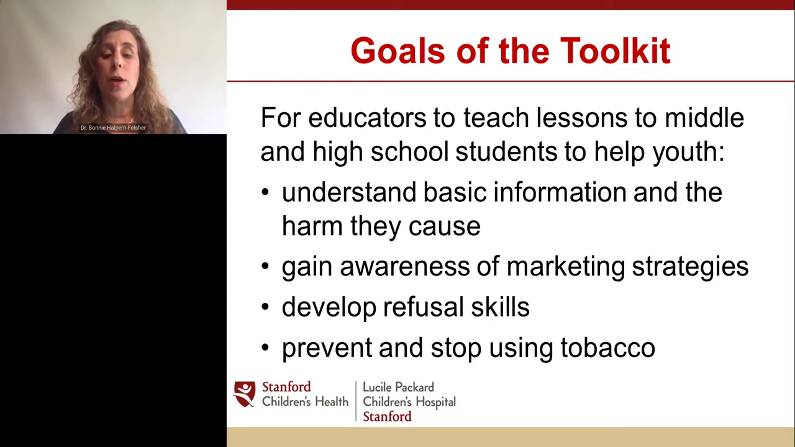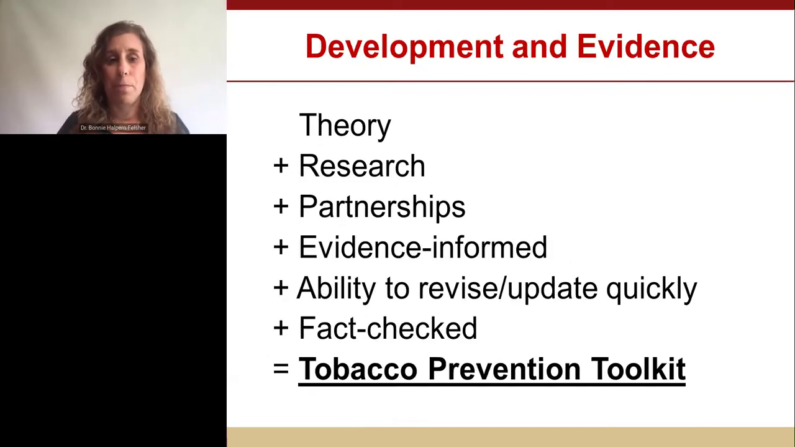The goals of the toolkit are also to help teenagers gain awareness of the marketing strategies involved in marketing e-cigarettes to teens, and really helping adolescents understand that you're being targeted and therefore you should try to resist using these products, because teens don't like to know that they've been marketed to. We have a section on refusal skills, so to help adolescents gain refusal skills is also important. And then ultimately, of course, the goal of the toolkit is to help either prevent, or for those who are using, to help them stop using.